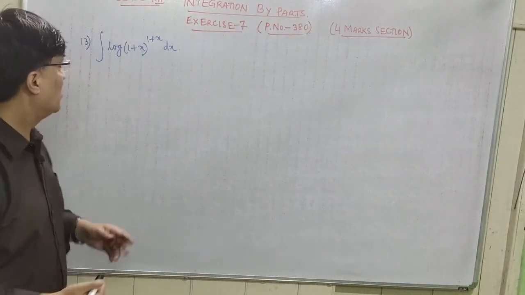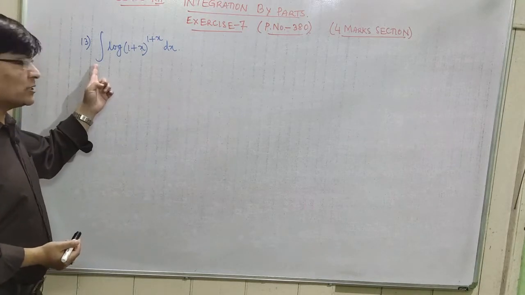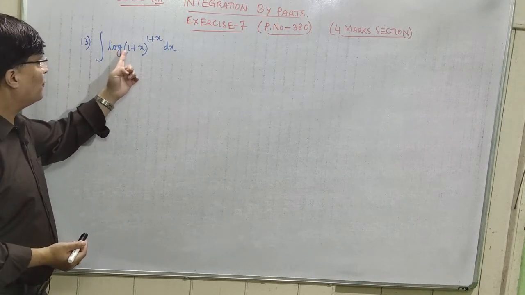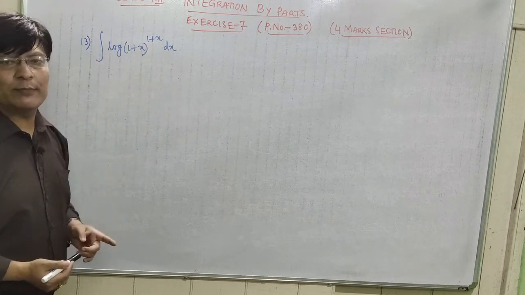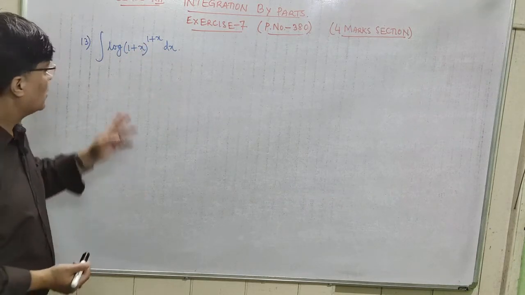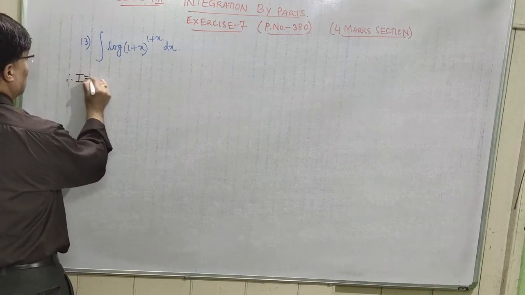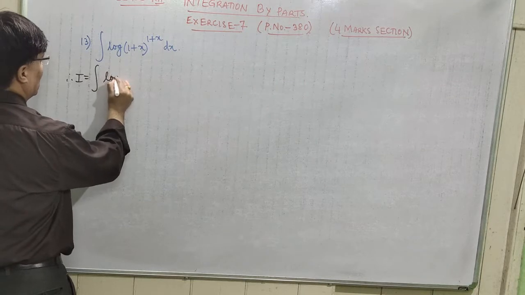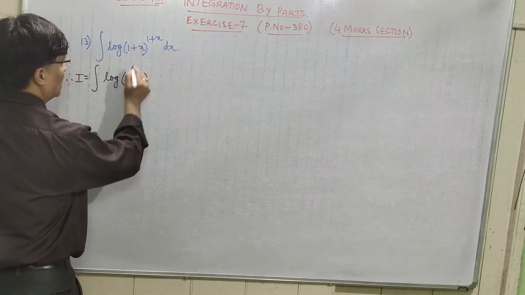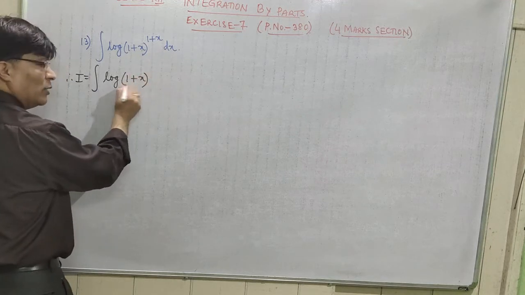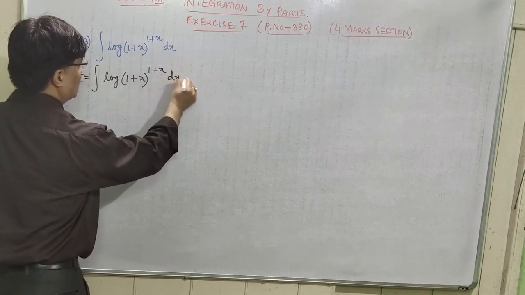So now we'll do the next problem, that is question number 13. Integration of log of within bracket 1 plus x, this 1 plus x whole to the power 1 plus x. Okay, so let us first write I is equal to integration of log of 1 plus x. This 1 plus x power is for only 1 plus x. Okay, so 1 plus x dx.